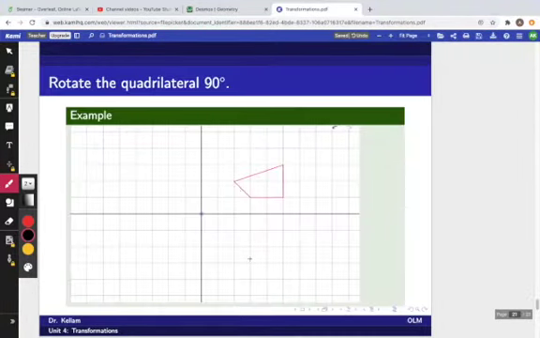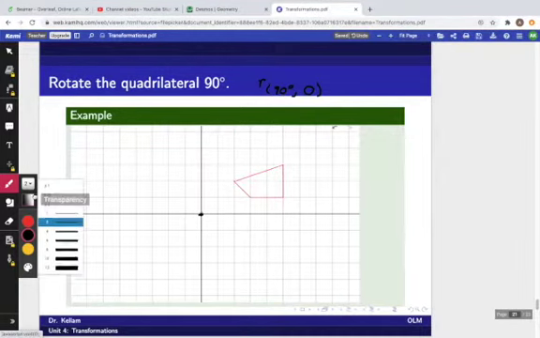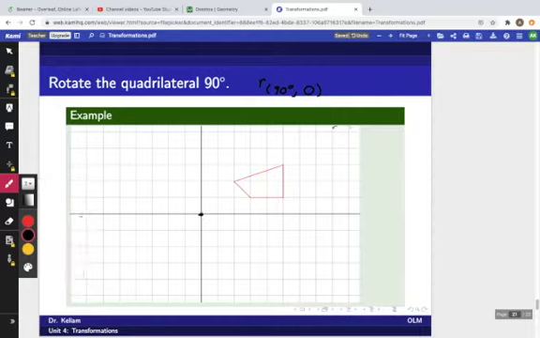So let's look at an example. Now we're going to rotate the quadrilateral 90 degrees, and we're going to rotate around the origin. So we are actually going to be performing r 90 degrees, comma, O, just because that's the standard notation for the origin. So we're rotating 90 degrees.